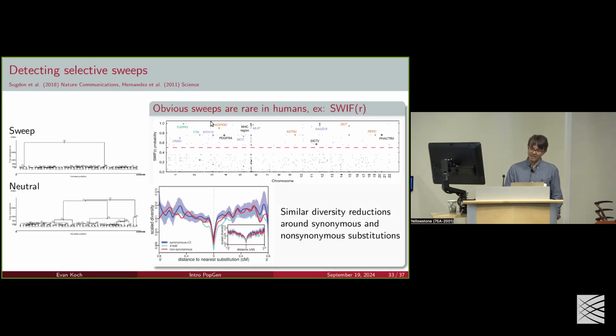And so methods try to estimate sweeps in the human genome and elsewhere. It turns out obvious sweeps are quite rare in humans, although there are certainly a large number of high confidence examples. This is from the SWIFR method from the Ramachandran group. But in general, sweeps don't seem to be particularly common. And if you look at synonymous versus non-synonymous substitutions, the patterns of genetic variation are actually quite similar, indicating that there hasn't been a massive flux of sweeps across human history.